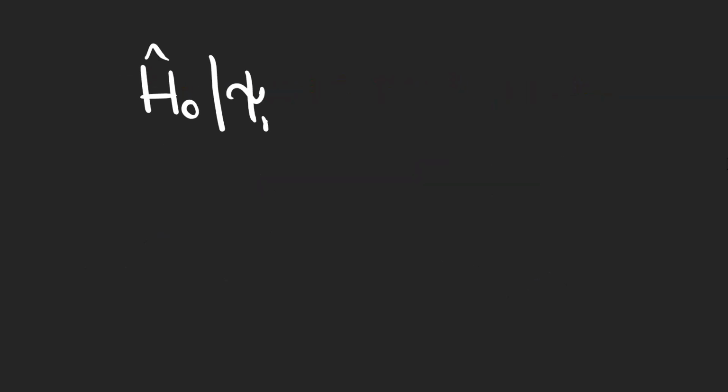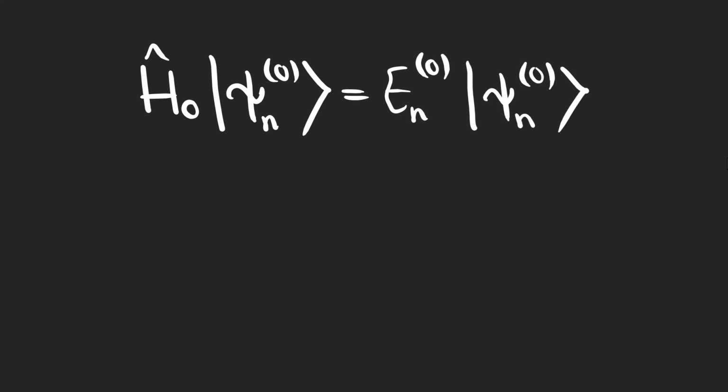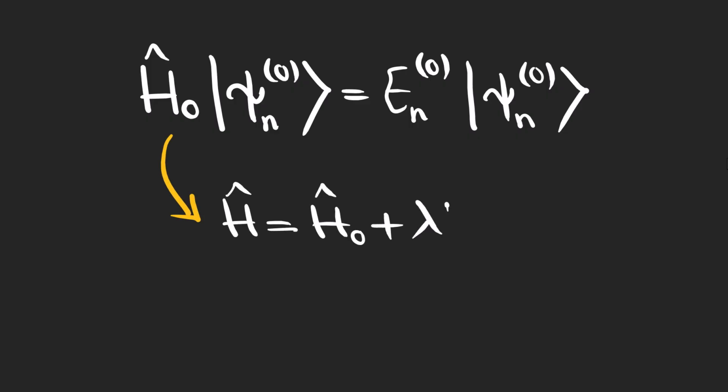Suppose that we have a system for which we have found the eigenstates and eigenvalues. Let's represent these already known states and values of energy by superscript 0. The question we are going to address in this video is what happens to the eigenstates and eigenvalues if we slightly change the Hamiltonian by adding a term like H1 to the Hamiltonian.